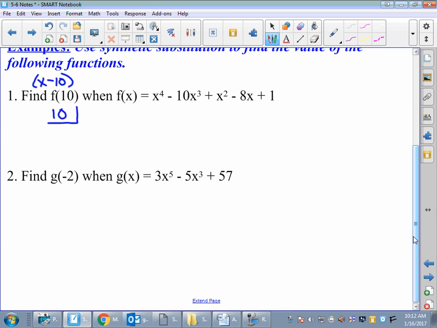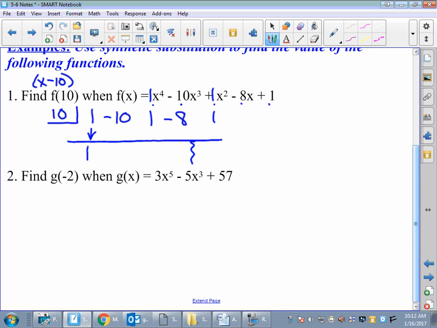And so I look through my equation. I've got a 1, a negative 10, a 1, a negative 8, and a 1. So 1, negative 10, 1, negative 8, and 1. I'm going to go through synthetic substitution, and my solution will be the remainder.